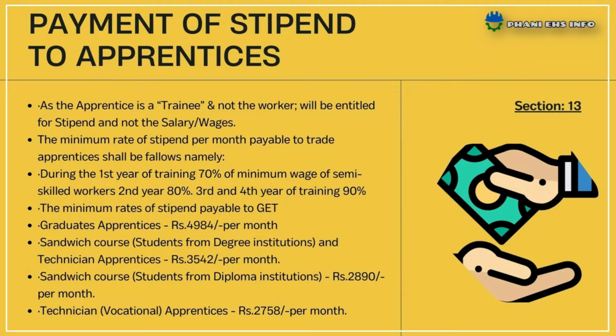The minimum rates of stipend payable to graduate, technician and technician, vocational apprentices shall be as follows. Graduate apprentices, Rs 49.84 per month. Sandwich course students from degree institutions, and technician apprentices, Rs 35.42 per month. Sandwich course students from diploma institutions, Rs 28.90 per month. Technician, vocational apprentices, Rs 27.58 per month.